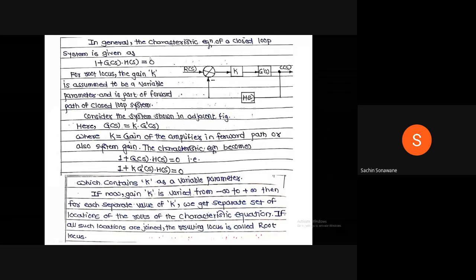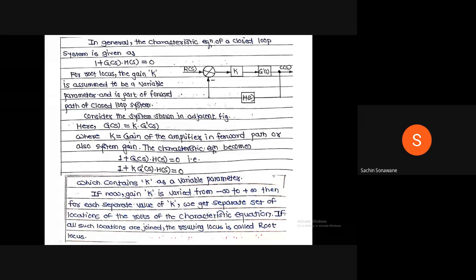Therefore, for root locus, the gain K is assumed to be a variable parameter and is part of the forward path of the closed loop system. Consider the system shown in the adjacent figure. Here G(S) is equal to K into G'(S), where K is the gain of the amplifier in the forward path, or also system gain. The characteristic equation becomes 1 plus G(S)H(S) is equal to 0, that is, 1 plus K into G'(S) into H(S) is equal to 0, which contains K as a variable parameter.